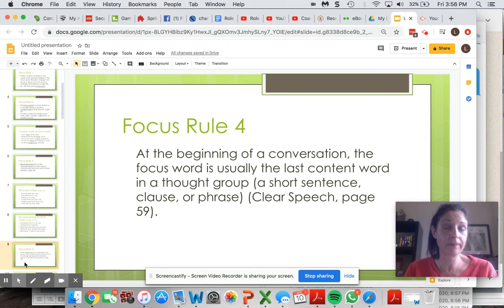Focus Rule 4. Now we're on Unit 8. Choosing the focus word. How do you decide what the focus rule is? We're going to learn 3 rules. Rule number 1. At the beginning of a conversation, the focus word is usually the last content word in a thought group. A short sentence, clause, or phrase. Page 59.